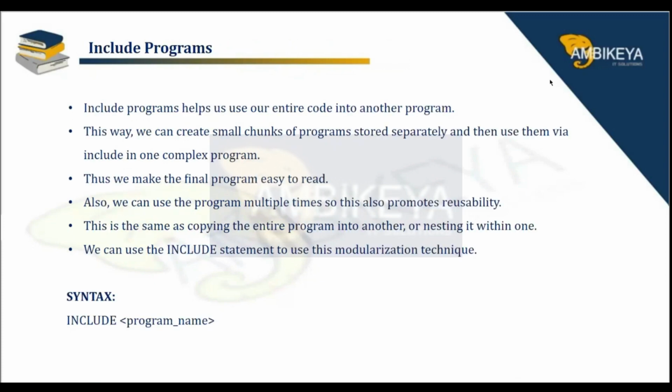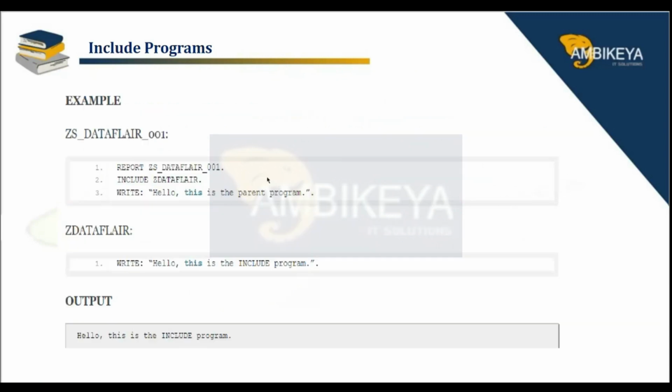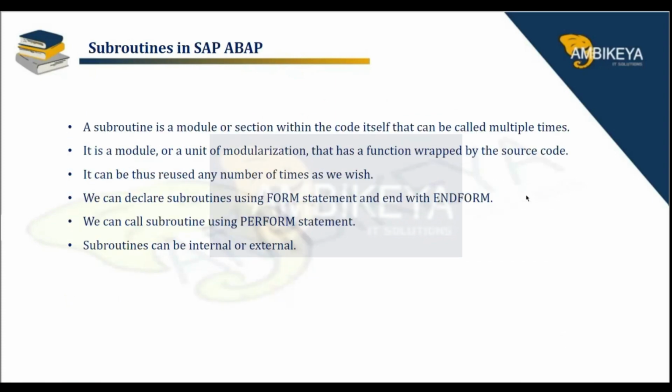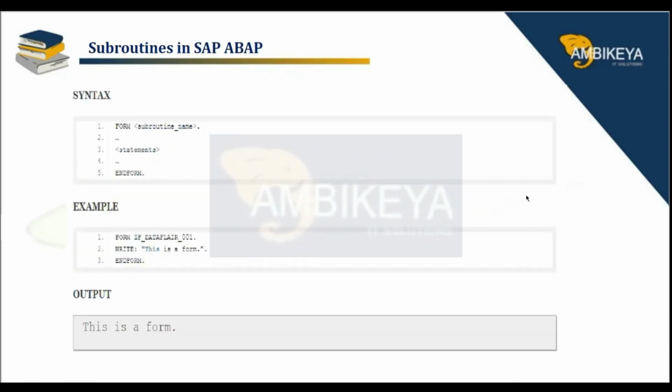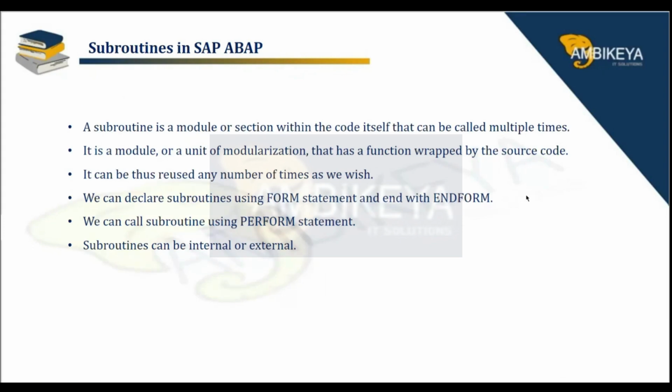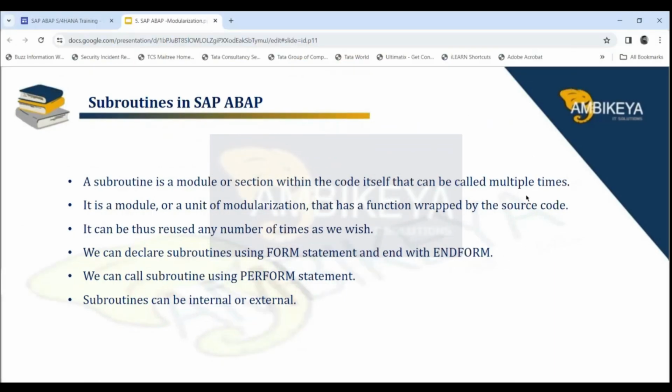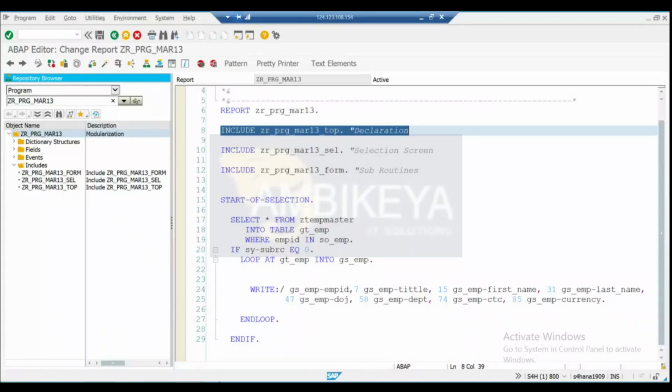Now, how to create an include program? Include followed by the program name, and it will automatically be converted into an include program. So how to create that? Here I mentioned the steps also. Okay, you can follow these examples too. Then I'm going to the next topic, subroutine.